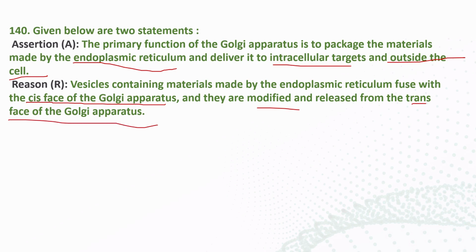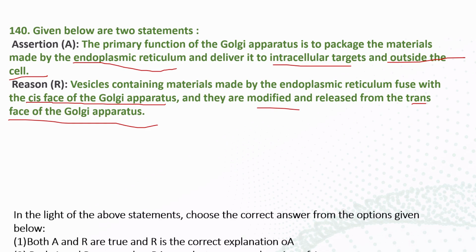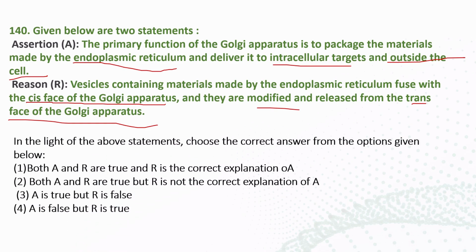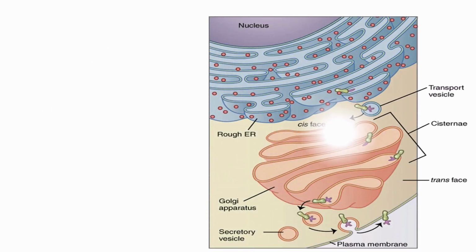Okay, these two statements they have given like assertion and reason. In this you have to say whether both of them are right or both are wrong, or the reason is right and is the correct explanation for the assertion or not. If we see the picture, you can understand the answer easily. Here you can observe that these are the Golgi bodies that were formed, and this is the endoplasmic reticulum that is present on the outer membrane of the nucleus. Okay, this is the nucleus, right?